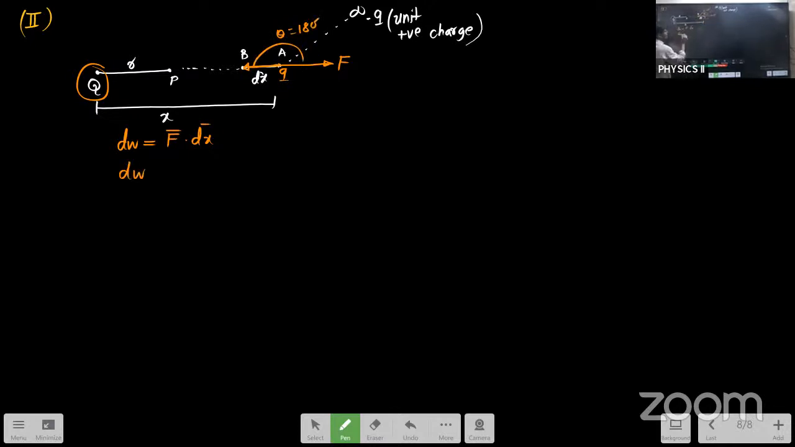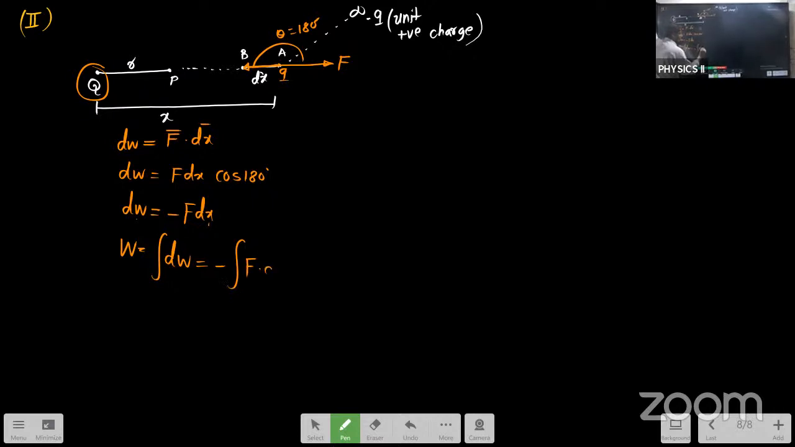So dW is equal to F dx cos 180 degrees. This will become dW is equal to minus F dx. Why have I written minus here? Because cos 180 degrees is minus 1. Now let us determine the total work done. W is equal to integration dW, which becomes minus integration F dot dx.